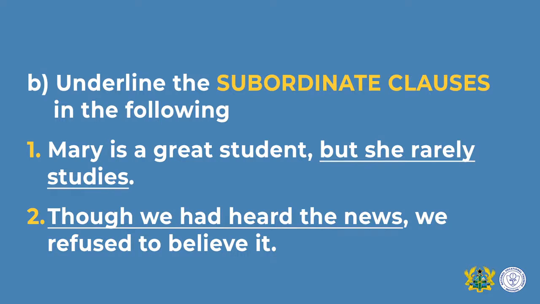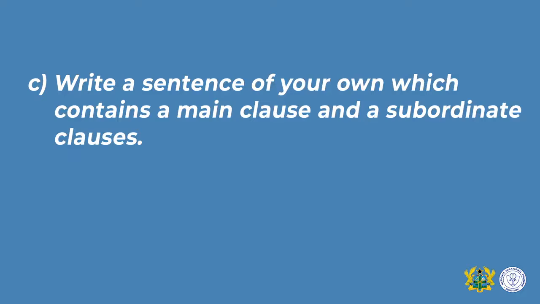C. You were to write your own sentence. Read your sentence to yourself. I hope you were able to put in an independent clause and a subordinate clause, and it's making sense. Well done if you were able to go through all these. Thank you very much. We have come to the end of our lesson.